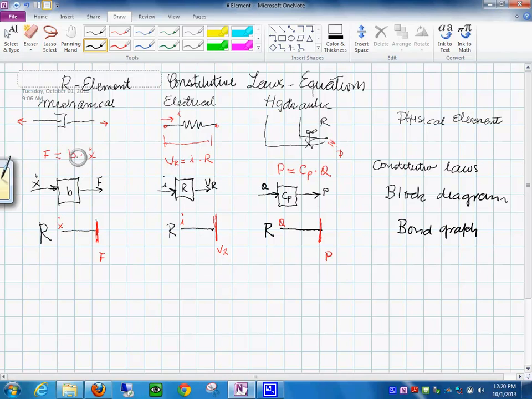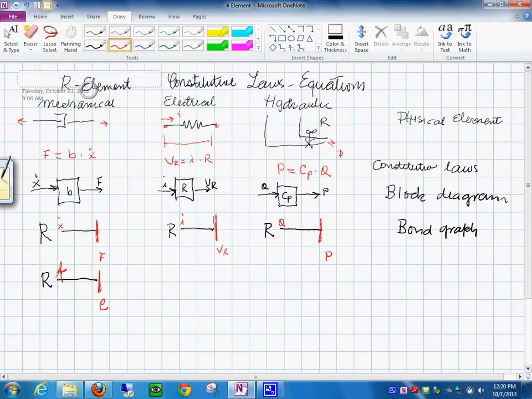So we have the equation here, we have the block diagram, we have the bond graph in here. What we have done to this bond graph notation is to make it a universal notation, so that it's totally consistent. Instead of writing F, we write E, and instead of writing X dot, we write F for flow.